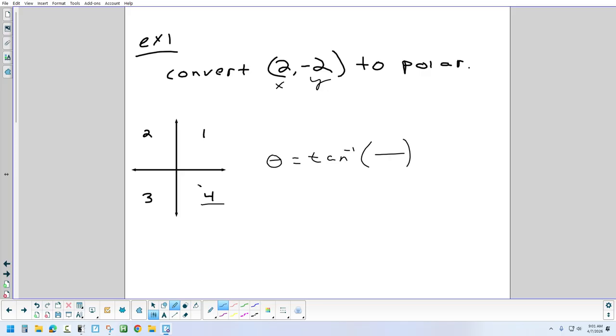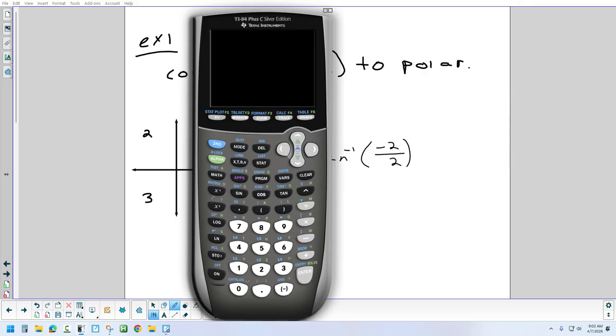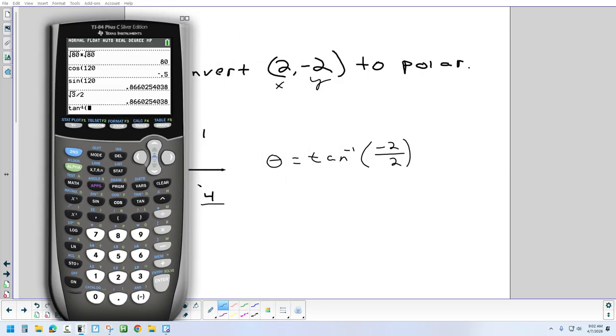Our y is negative 2. X is positive 2. Generally, you can't switch those. In this problem, if you did switch them, you'd get the same answer, but that's only because they're both 2's, one positive, one negative. When they're not the same, or opposite numbers, switching them would give you the wrong answer. So always put y in the top, x in the bottom. Let's do inverse tangent of, what do you get when you divide negative 2 by 2? So I'm just going to do inverse tangent of negative 1, and I get a nice answer. I get negative 45 degrees.